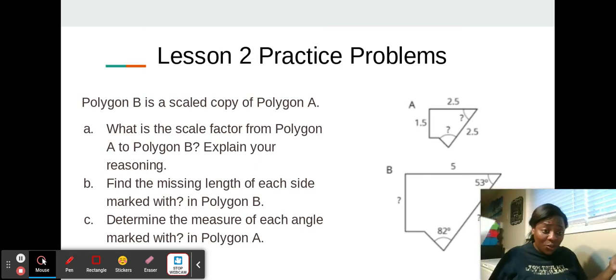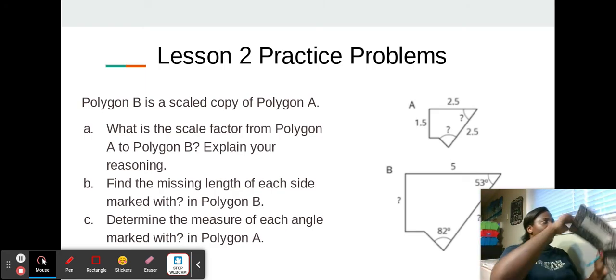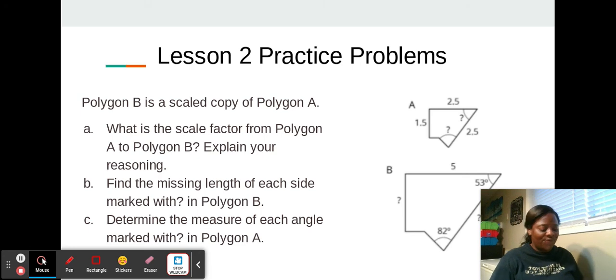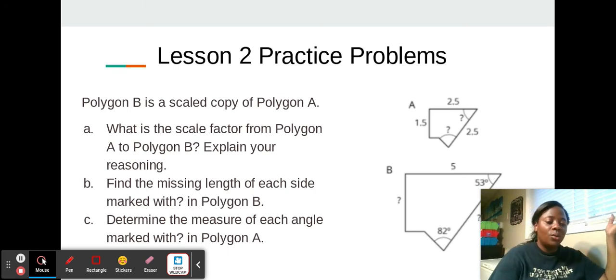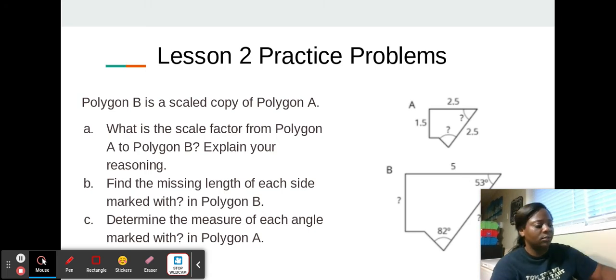All right, with that, we're almost done. One last thing I want to do before I release you. In your book, underneath corresponding parts, put the word scale factor. Scale factor. Okay. All right. What's the scale factor? We just went over this, but in your own words, can somebody tell me what the scale factor is?